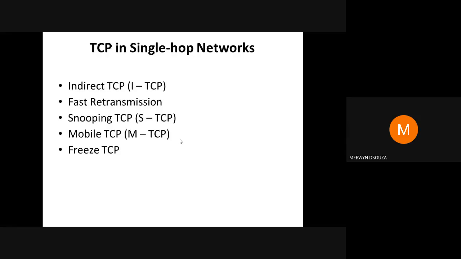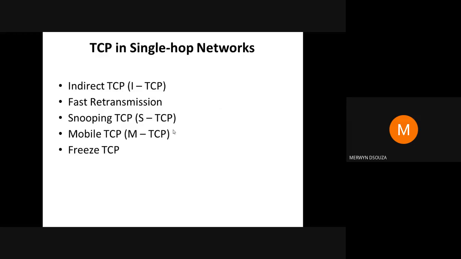So let's start by looking at the performance of TCP in single hop networks. So we are going to look at how TCP has been improved. The first method that we are going to look at is indirect TCP, also known as ITCP. Then fast retransmission, which we have also looked at in traditional TCP.